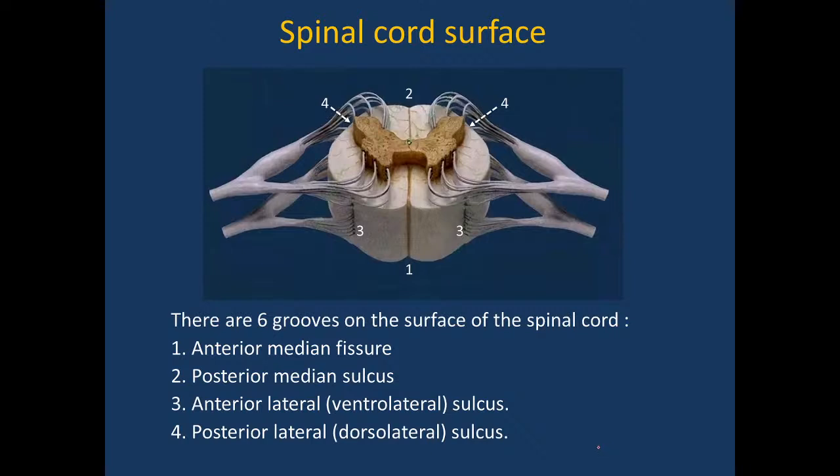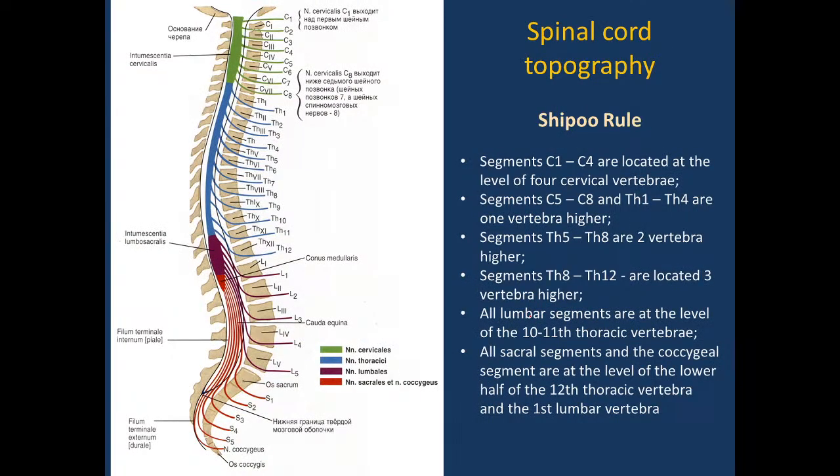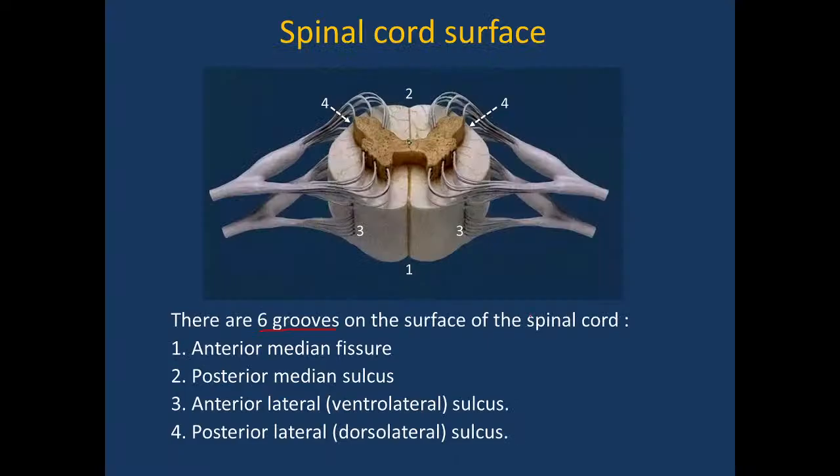If we take a look on the surface of one segment or the whole spinal cord tube, we could find 6 grooves or sulci on the surface of the spinal cord. That is the anterior median fissure. It means fissure, not sulcus, because it is very deep.